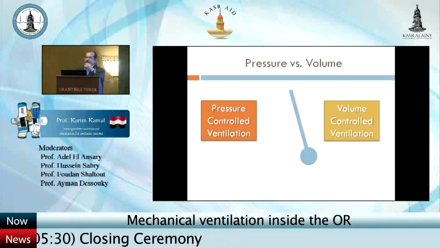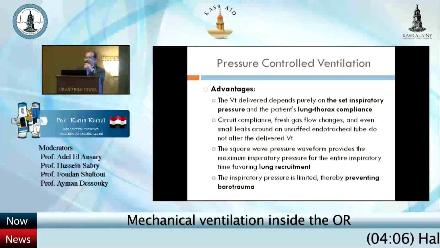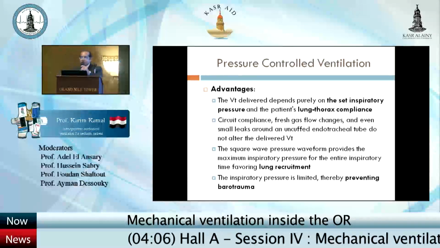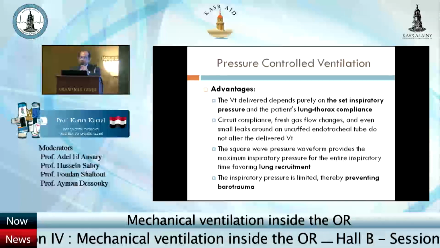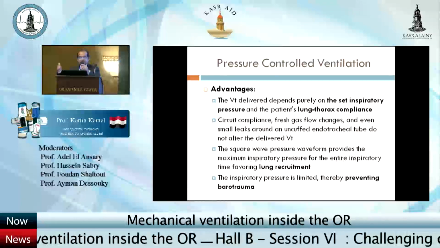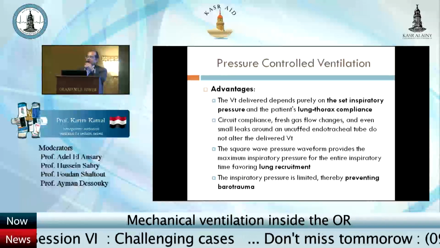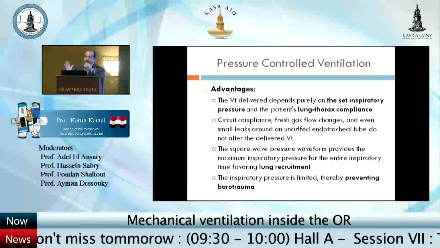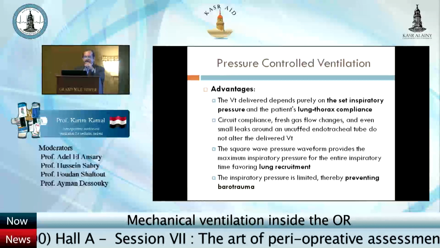So people decided, no, this is not working. Let's shift again to pressure controlled ventilation. Why? Because with pressure controlled ventilation, the tidal volume delivered depends purely on the set inspiratory pressure and the patient's lung thorax compliance. Circuit compliance, fresh gas flow changes, and even small leaks around an uncuffed endotracheal tube do not alter the delivered tidal volume. They have nothing to do with the delivered tidal volume.